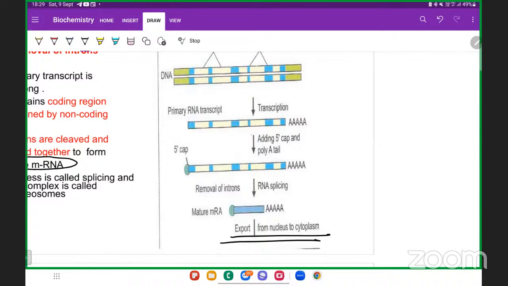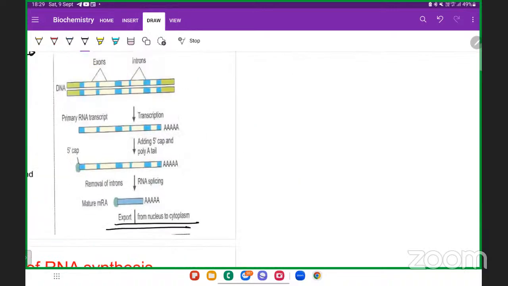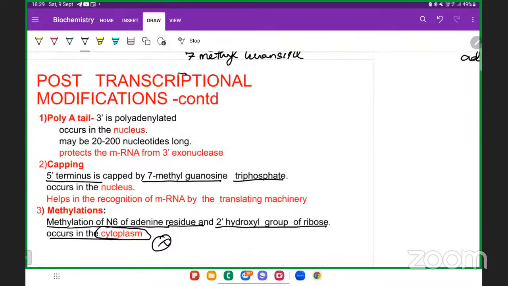So only exons are going to be there. Introns are going to be removed. Introns are junk. Once you remove the junk, you form a mature RNA, mRNA. But in the mature mRNA, you are again going to do certain important things. What are the important things that you are going to do?